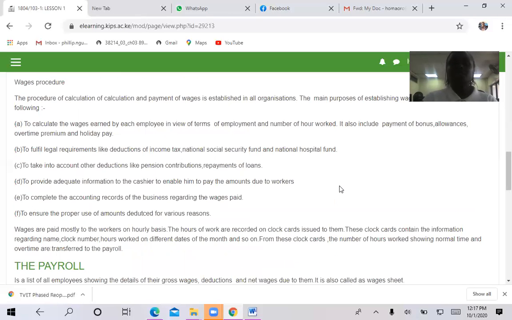To calculate the wages earned by each employee in view of the terms of employment and the number of hours worked. It also includes payment of bonus, allowances, overtime, premium, and holiday pay.